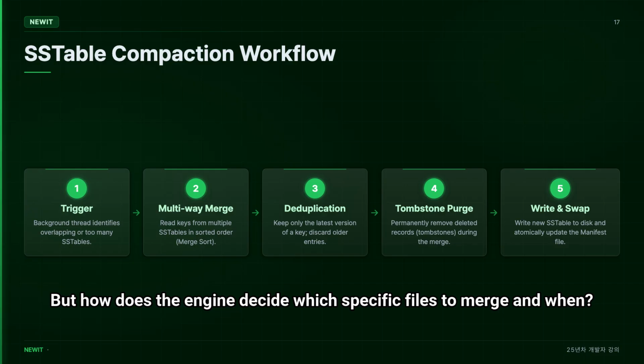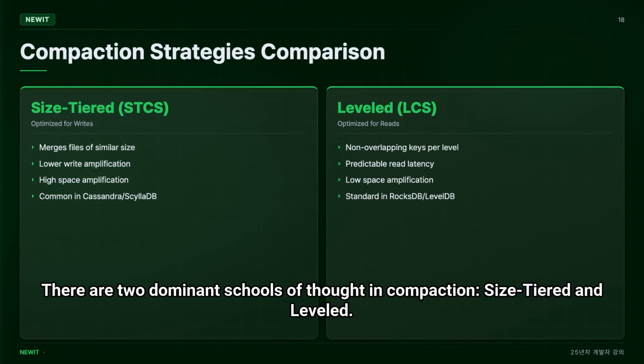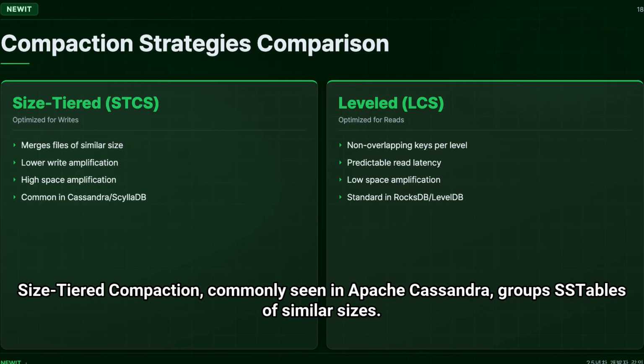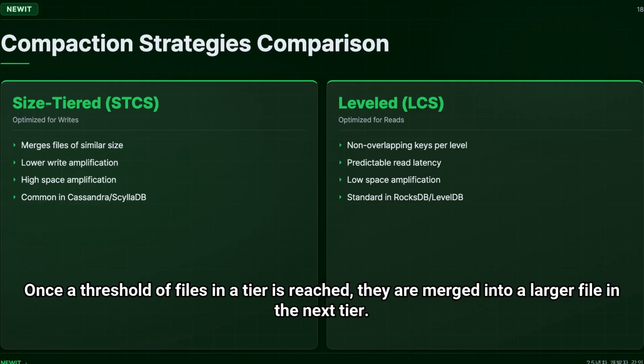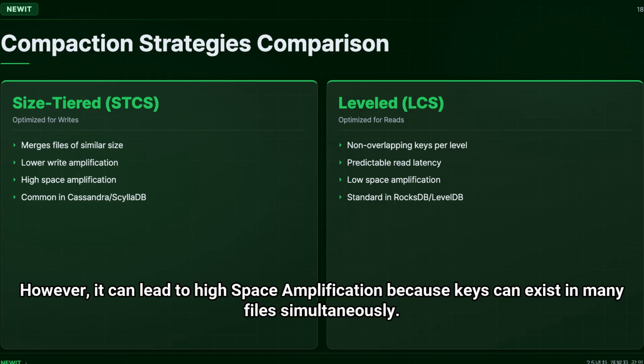But how does the engine decide which specific files to merge and when? The answer lies in the specific strategy chosen for the workload. There are two dominant schools of thought in compaction: size-tiered and leveled. Size-tiered compaction, commonly seen in Apache Cassandra, groups SSTables of similar sizes. Once a threshold of files in a tier is reached, they are merged into a larger file in the next tier. This is incredibly efficient for write-heavy workloads because it minimizes the work done during writes. However, it can lead to high space amplification because keys can exist in many files simultaneously.